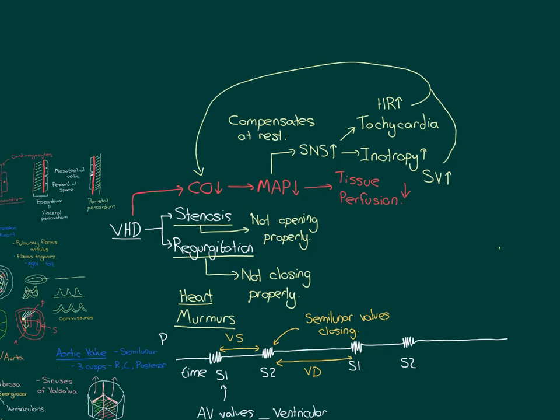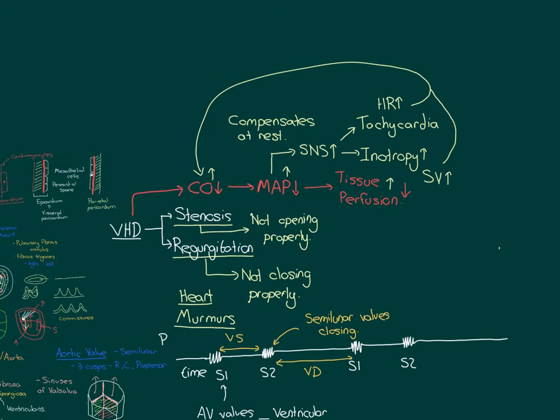So they'll help to bring cardiac output back up, bring mean arterial pressure back up, and therefore bring tissue perfusion back up. But the key thing here is that this is at rest. So at rest, you're now going to have chronic overactivation of the sympathetic nervous system when you've got valvular heart disease. And this is so that you can compensate for the fact that the heart is broken, the valves are broken, and the heart's not working as well as it should have done. So now the sympathetic nervous system's having to make it work harder to compensate for its brokenness.